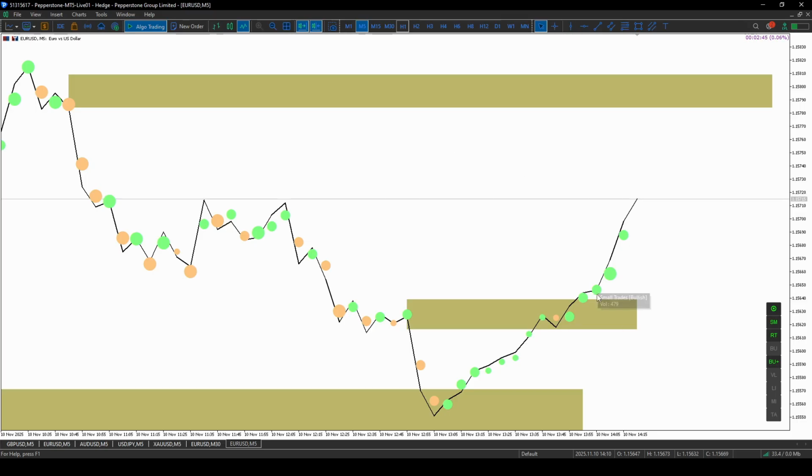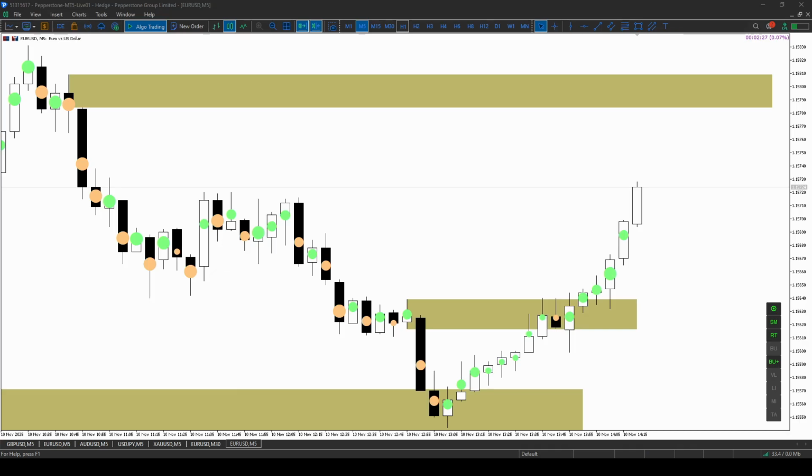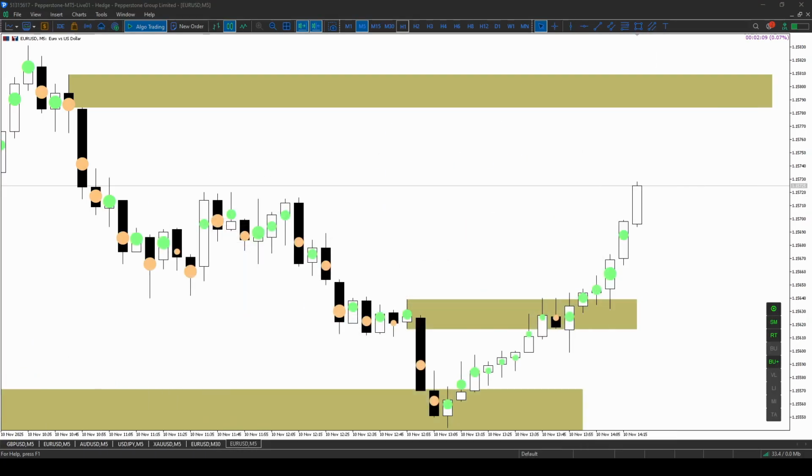We can see buy here. Sellers are trying, but it didn't happen. You can see buy. But still, let me see. Okay, very nice push. Very nice push.